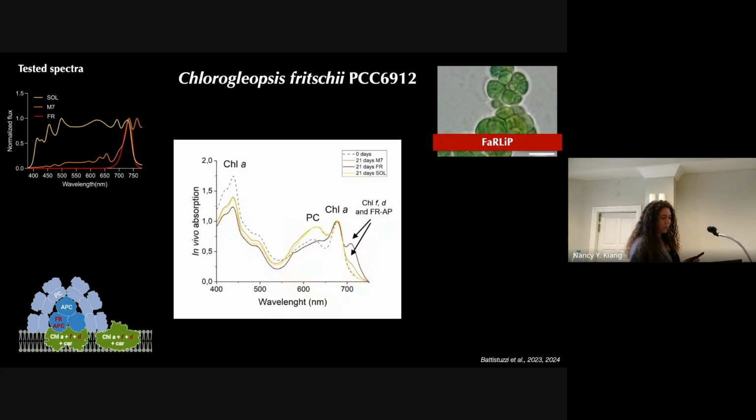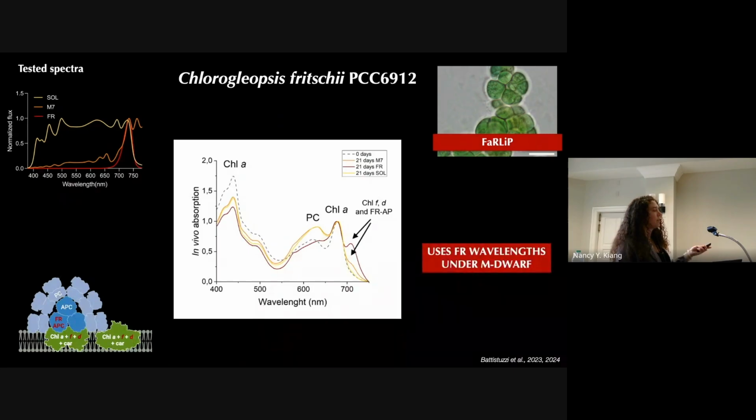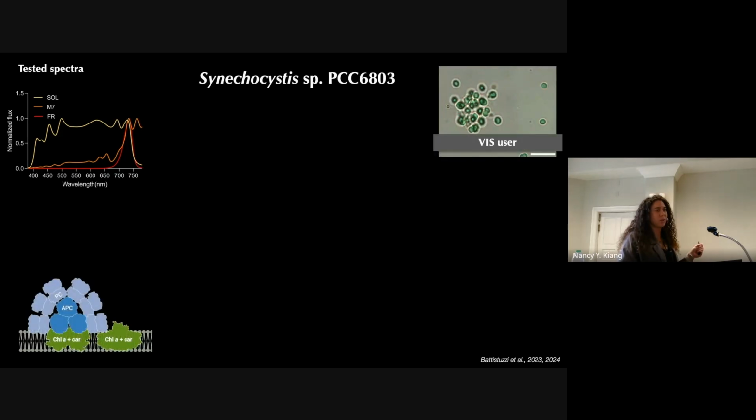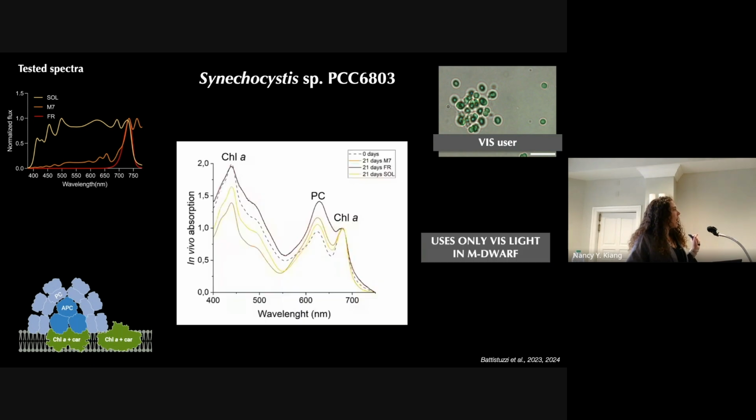And this was the case when we exposed them to the M-dwarf starlight. You can see from the in vivo absorption that they synthesize, it's not this one. They synthesize chlorophyll F and D, and they are using the high amount of far-red wavelengths that they have available in the star spectrum. Then we move to a strain that cannot do this, so it's a visible light user. It cannot produce red-shifted pigments, and in the M-dwarf star, we don't see any major acclimation. So this organism can just rely on the visible light that is available, which is very, very low.